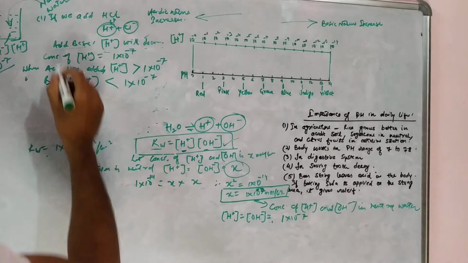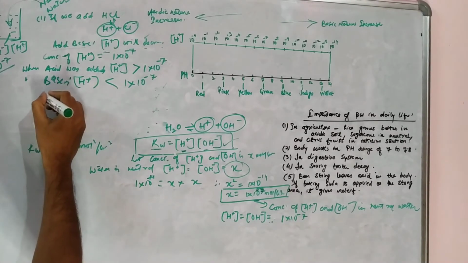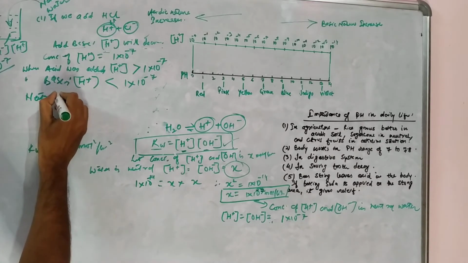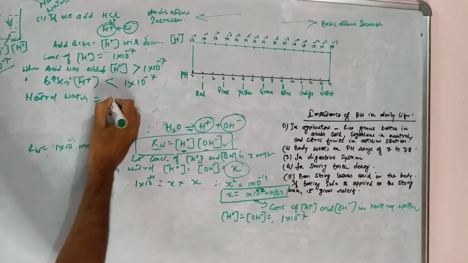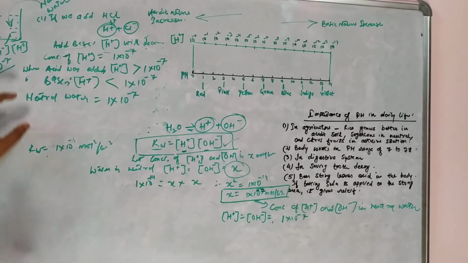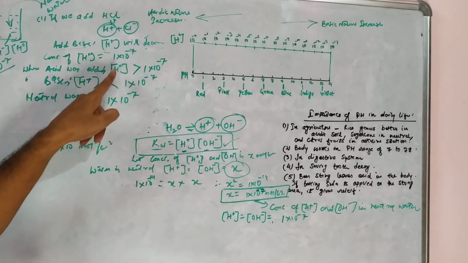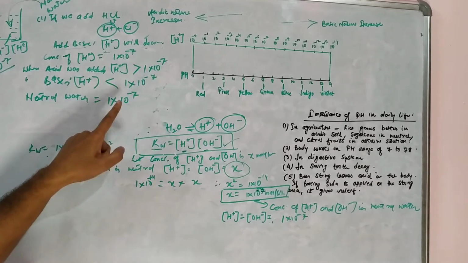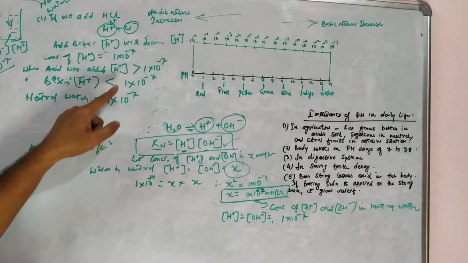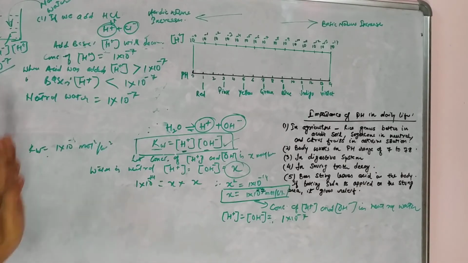So just remember this, it is important. For neutral water, hydrogen ion concentration was 1 into 10 to the power of minus 7 moles per liter. When acid was added to this neutral water, hydrogen ion concentration increased, so it was greater than this number. And when base was added, hydrogen ion concentration decreases, so it was less than this. You have to remember this before we understand the pH scale, right?